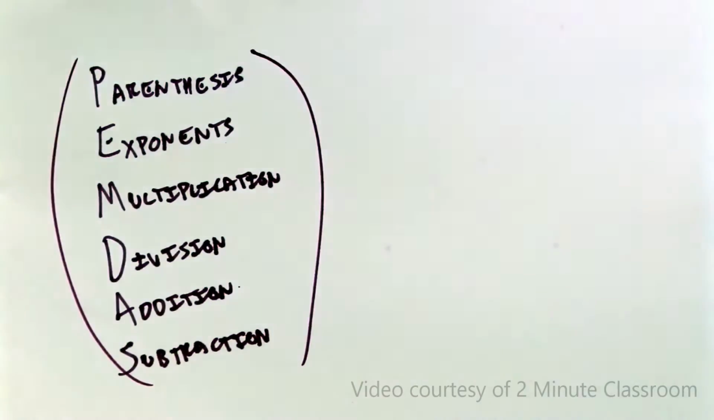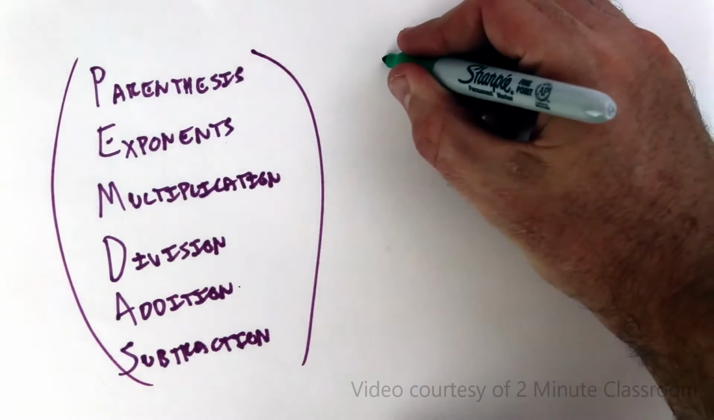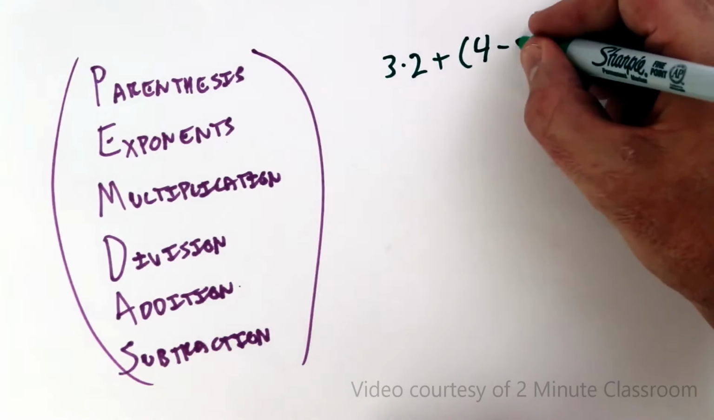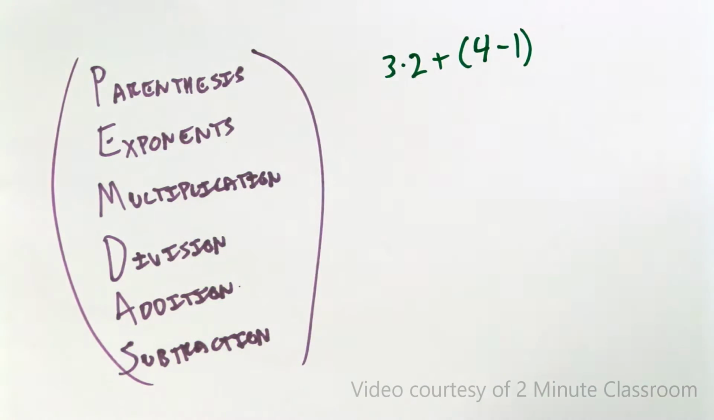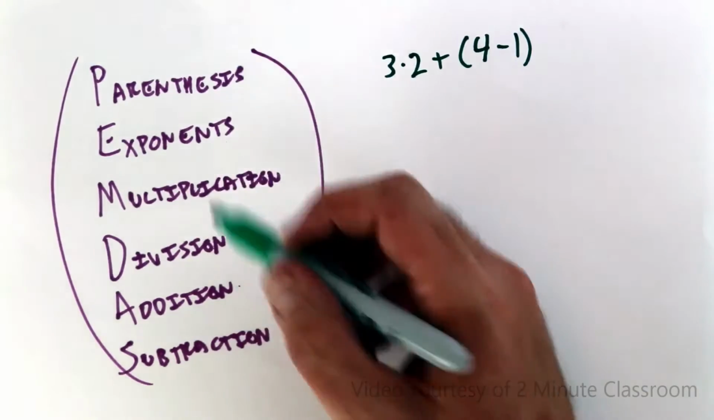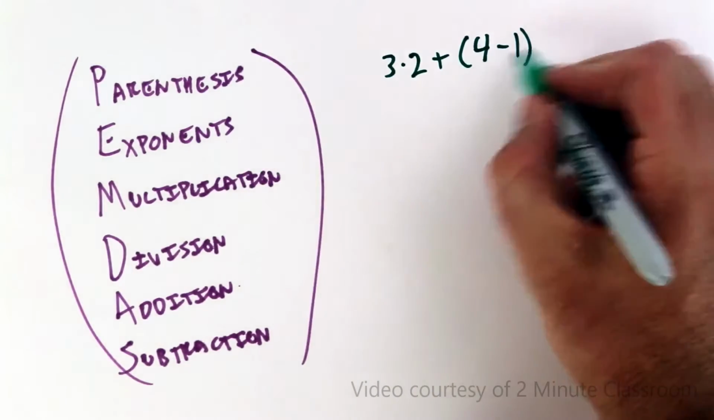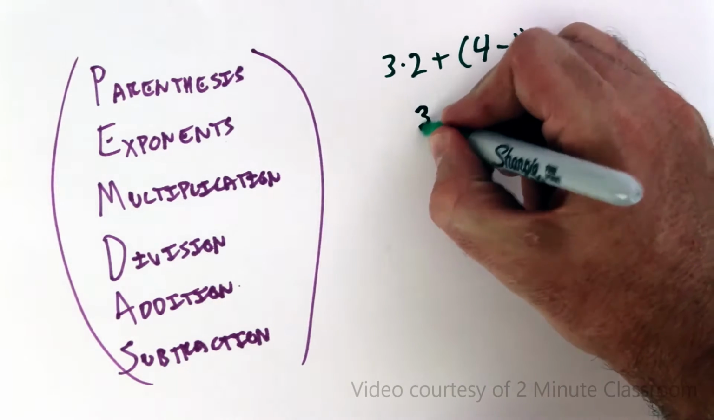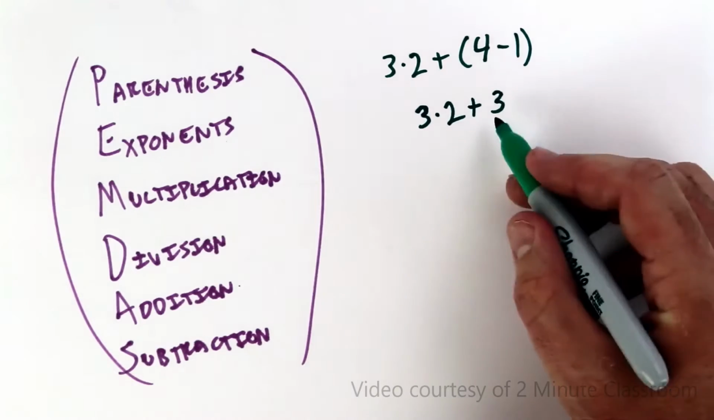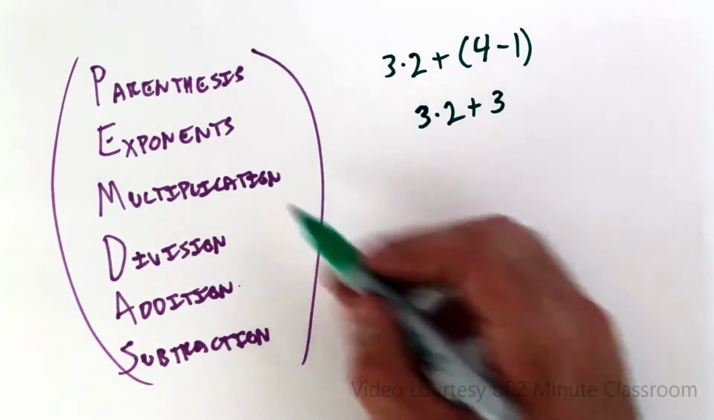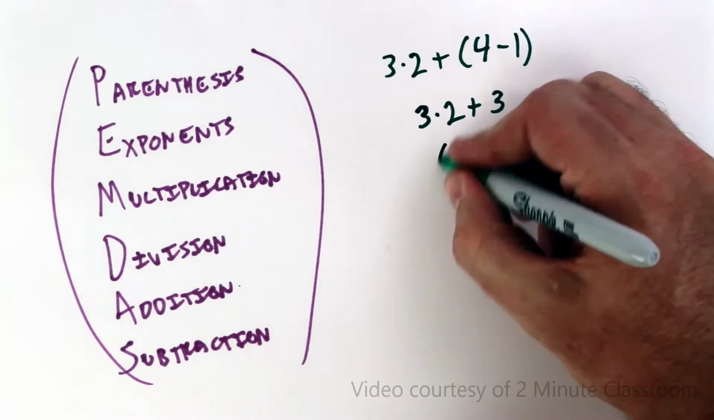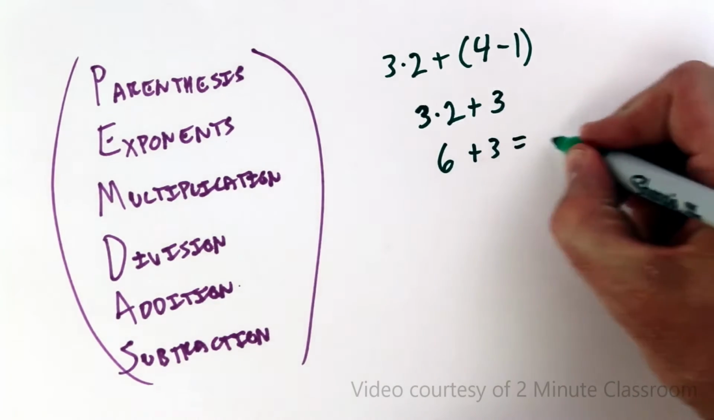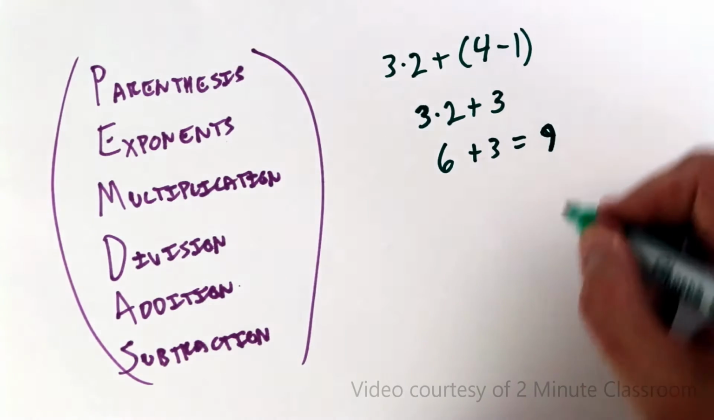So let's look at an example. Say you're given the problem 3 times 2 plus (4 minus 1). All right, so we look at our order of operations. Remember PEMDAS? Parentheses first. 4 minus 1 is 3. And over here you still have 3 times 2 plus 3. What do we do next? Multiplication. 3 times 2 is 6, plus 3. Now all we have left is addition, which equals 9.